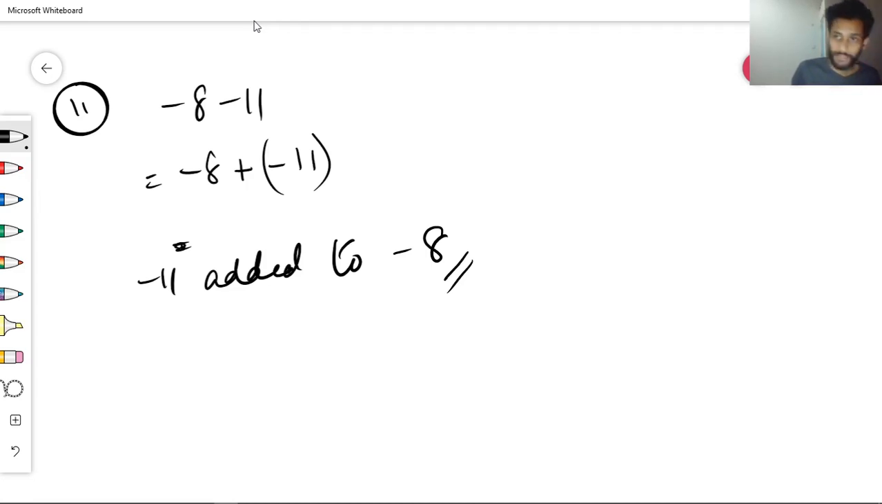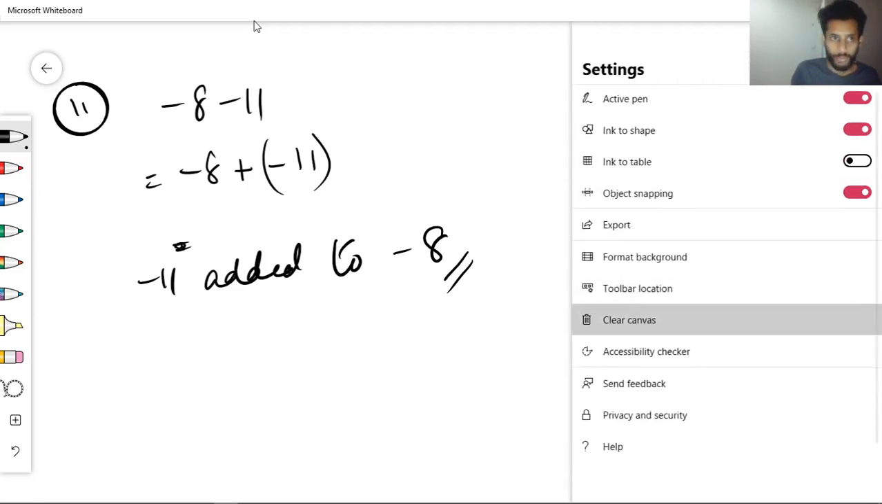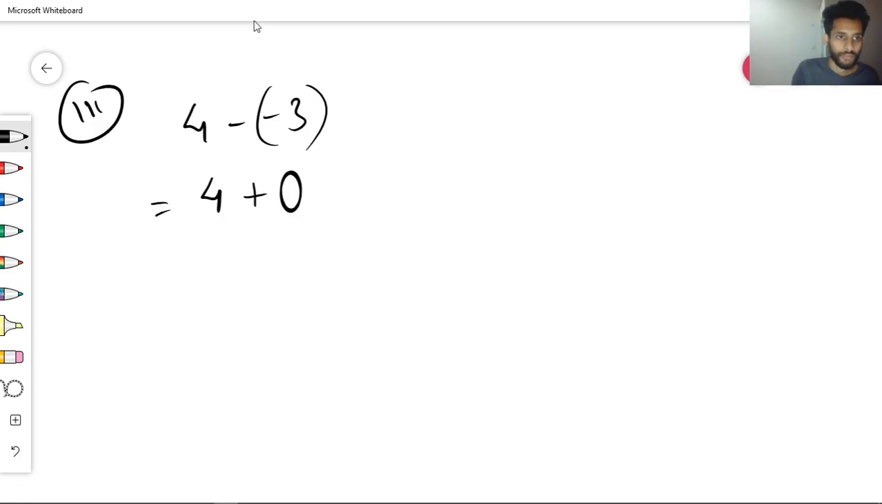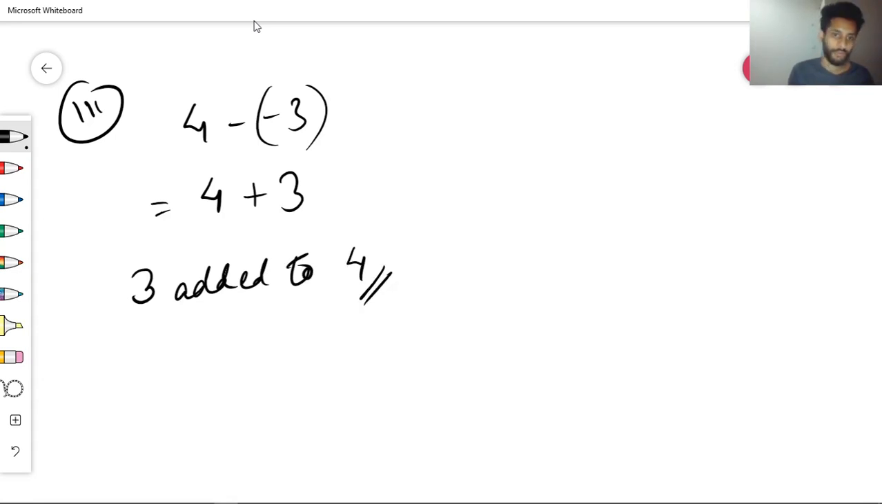Okay, now the next one, 3, is 4 minus 3. So now if I bring a plus here, many things will come here. So what I can do is open this bracket. So when I open this bracket, what will be the result here? It is 3 here. So after that, what can I write? 3 added to 4. Okay, this is simple.